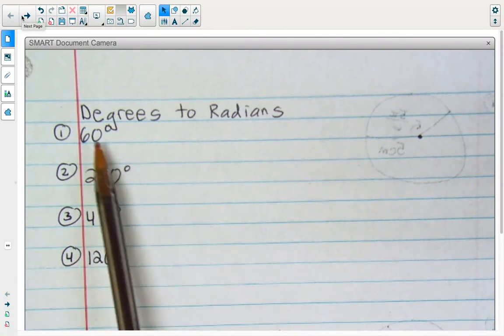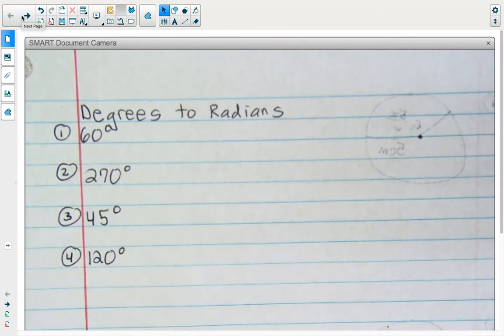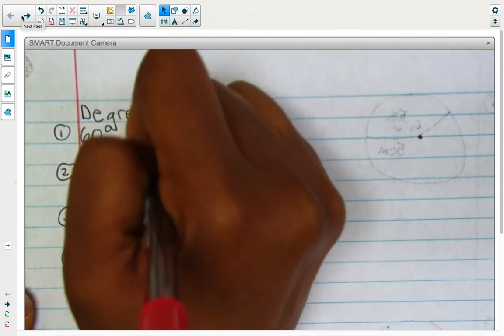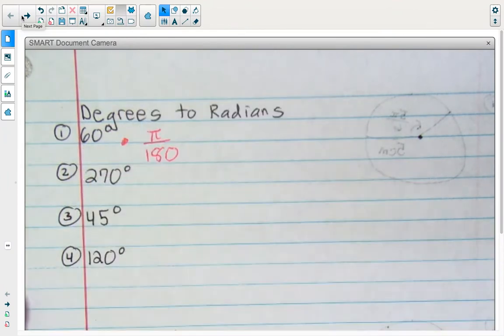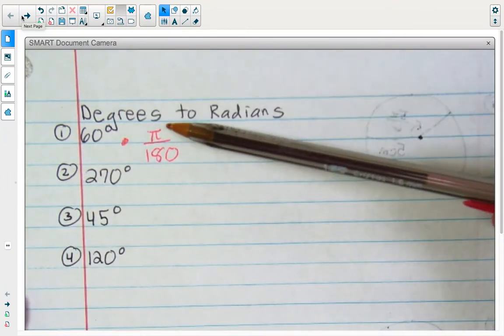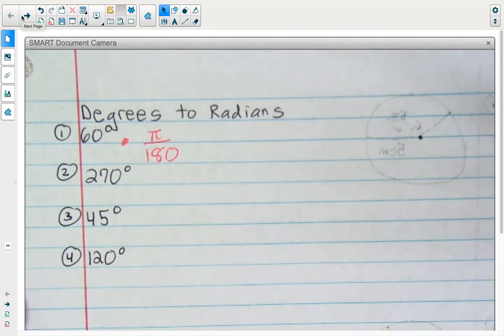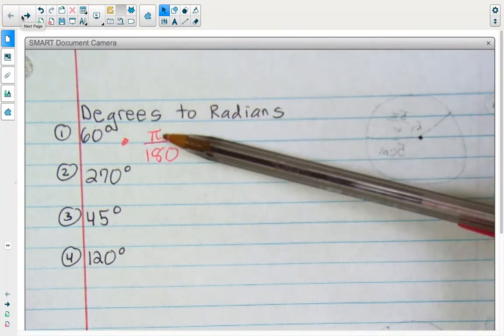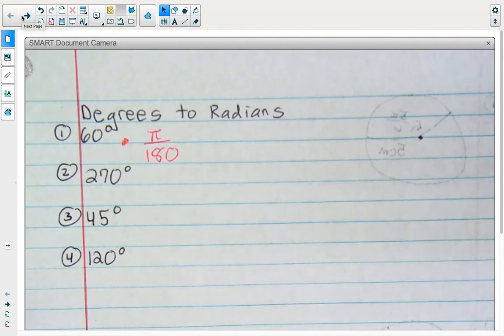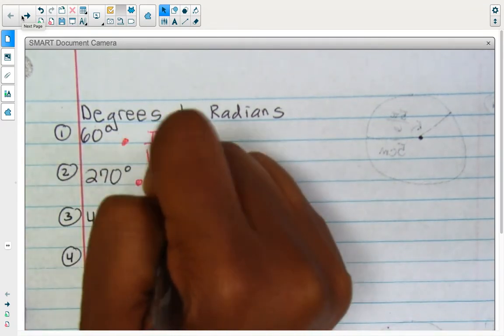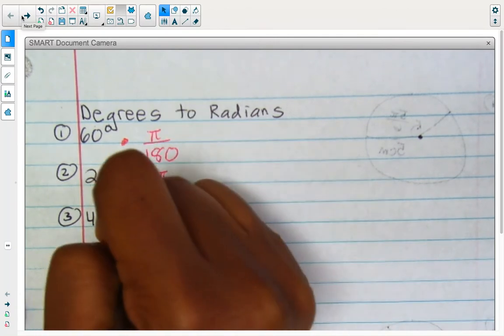When you're going from degrees to radians, you're going to multiply by pi over 180. So I'm going to take each of these and multiply by pi over 180. So this is our conversion factor. When you're going from degrees to radians, you are going to multiply by pi over 180. So all of these are going to get multiplied. I'm going to go ahead and set that up because that is going to be our conversion factor for every single one of these.